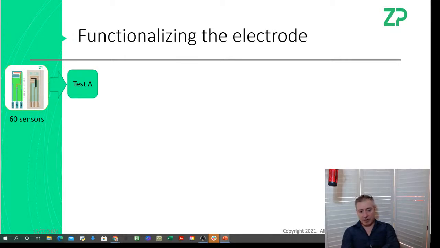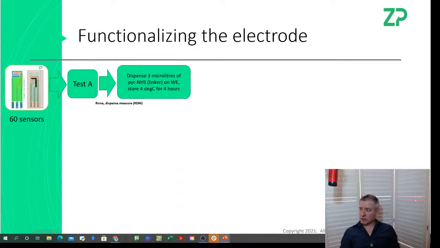Now, I think that's less important, to be frank, when you're using ZP electrodes, because we've already tested them in our factory to make sure that they were good before they shipped. But we take these screen printed electrodes, we test them, make sure that they're all within specification. We then rinse them and we dispense.